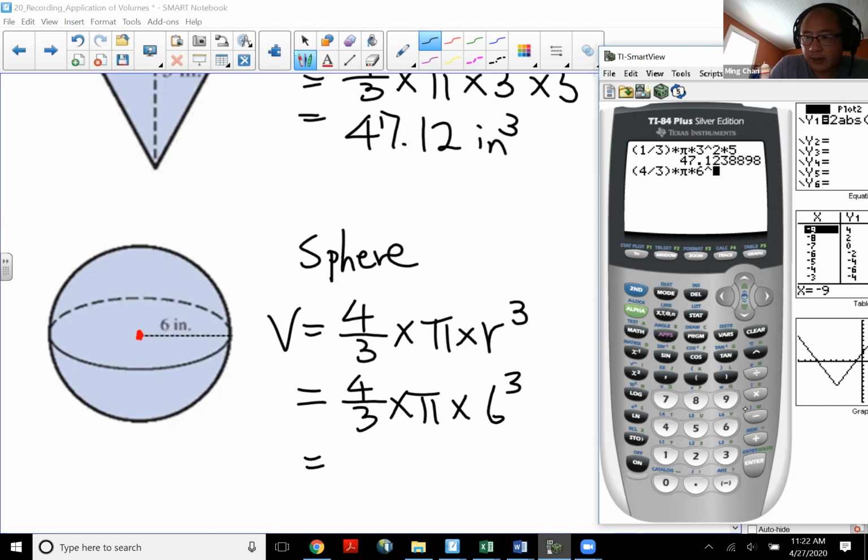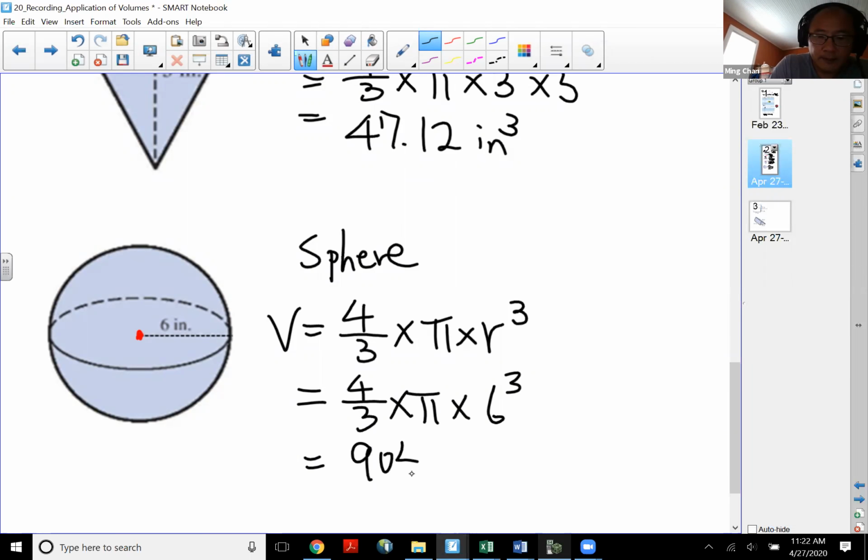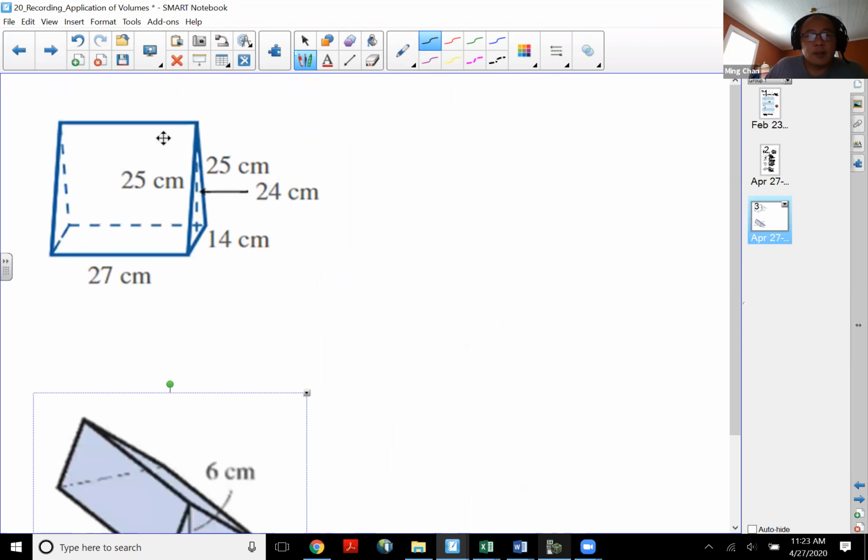Times 6 raised into the 3rd power. Okay, now it's 4.78 cubic inch. All right, no problem. Let's take a look at this. This is not a very good picture, but it's okay. All right.